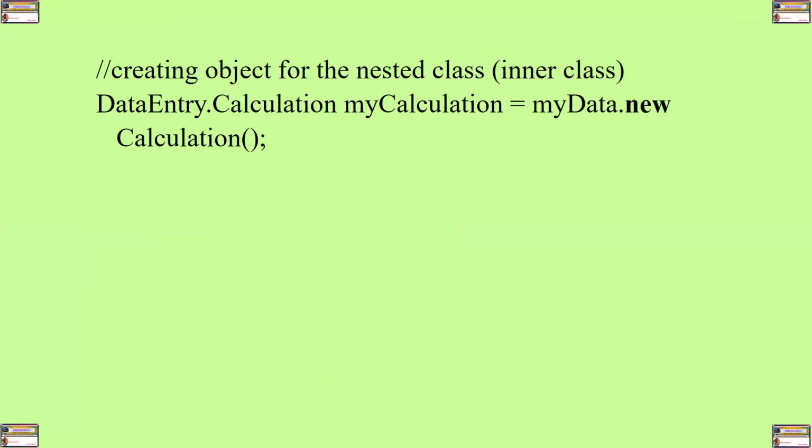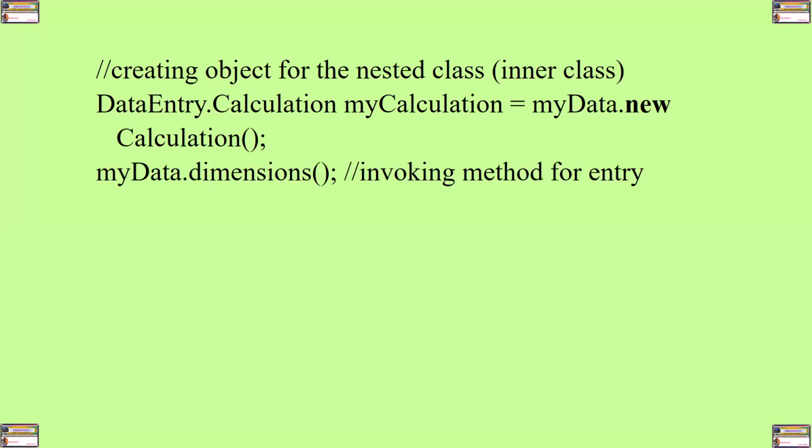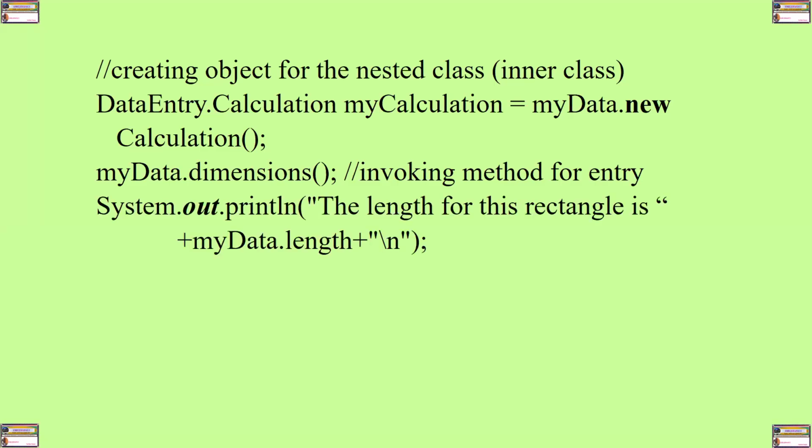The object for the inner class, which is called calculation. So this statement is creating an object for the inner class, and the name of this object is my calculation, and the inner class is calculation. Then we are able to invoke the method called dimensions through the object called my data.